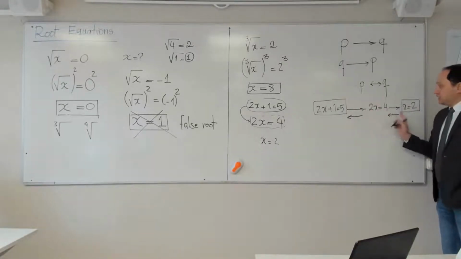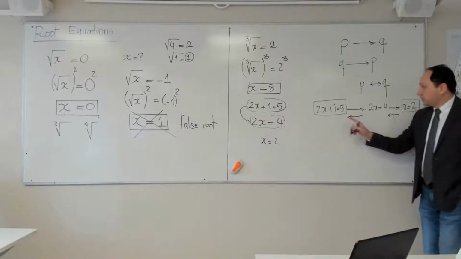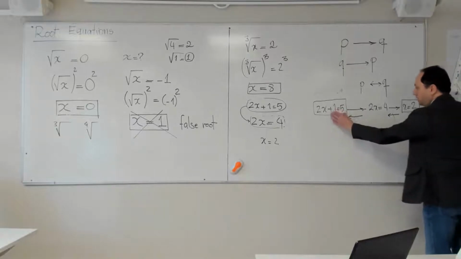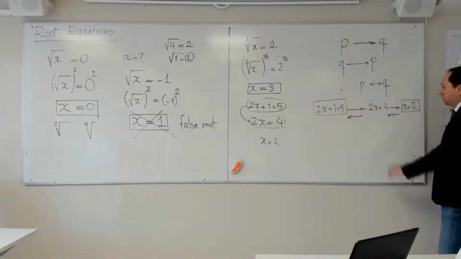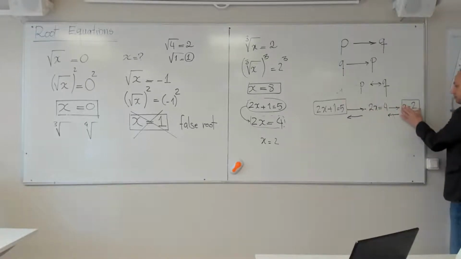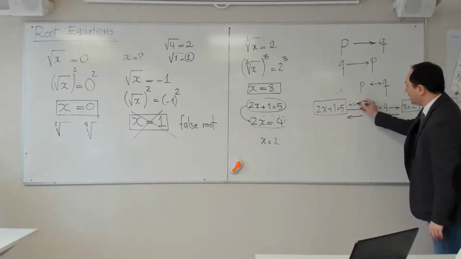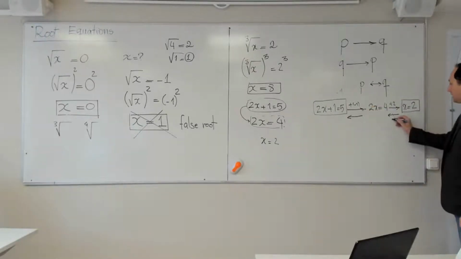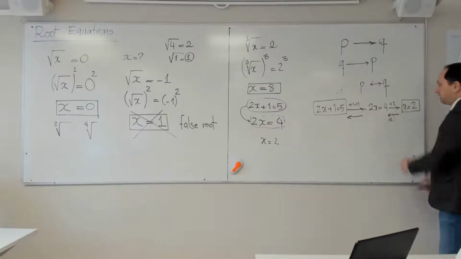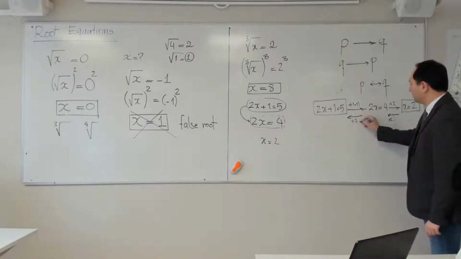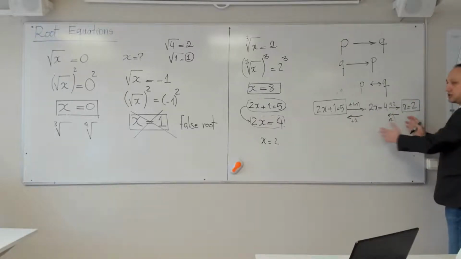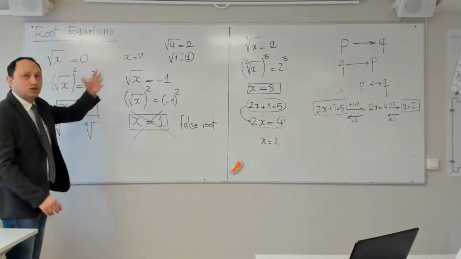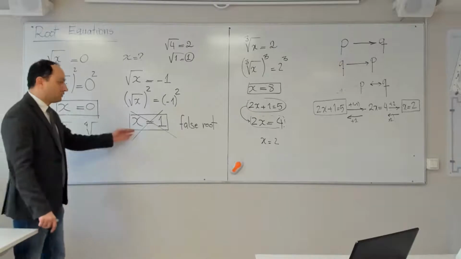So let us talk about the operations involved. I added -1 to both sides to go from here to here. And then I divided both sides from here to here. So I added -1, then I divided by 2. In the reverse operation, I multiplied by 2, and then I added 1. Okay? So these operations are reversible. But squaring both sides is not reversible. That is the source of error.